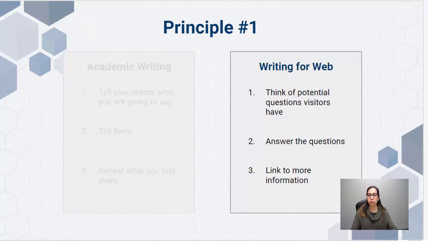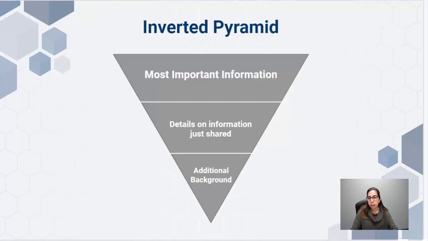We want you to approach this as thinking of potential questions that your visitors may have, then you answer those questions, and then you link to more information. Now, this approach comes from the inverted pyramid. So this is just an approach that's been known for and used for decades now. But the idea is that at the top of the page, like front and center, you have the most important information. Then you have details on the information that you just shared, and then you provide additional background.